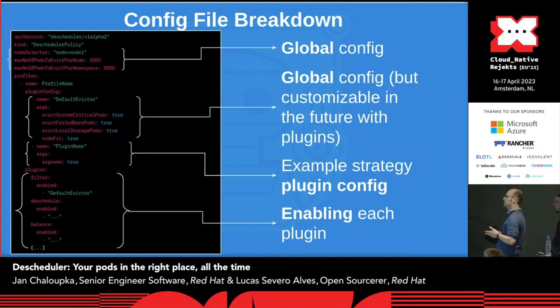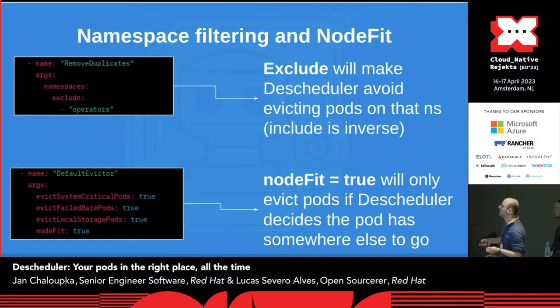And in each profile, you can specify a list of strategies, including a configuration of strategies, and then a list of stages in which the plugins or just the strategies are executed. Additionally, you can also configure namespace filtering, which allows you to either include or exclude namespaces, or node fit, which allows you to tell the descheduler, before it tries to evict a pod, to check whether a node has sufficient resources for scheduling a new pod, for example.